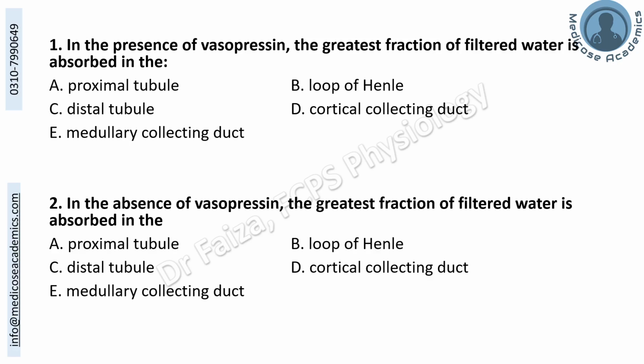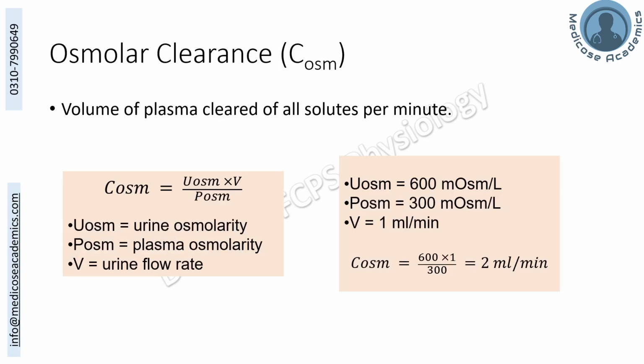I hope you can self-assess yourself. In the presence of vasopressin, in the absence of vasopressin, greatest fraction of filtered water is reabsorbed. Of course, the answer remains the same. 65% of water is going to be reabsorbed from the PCT, either in the absence or in the presence of ADH. Now, the osmolar clearance.